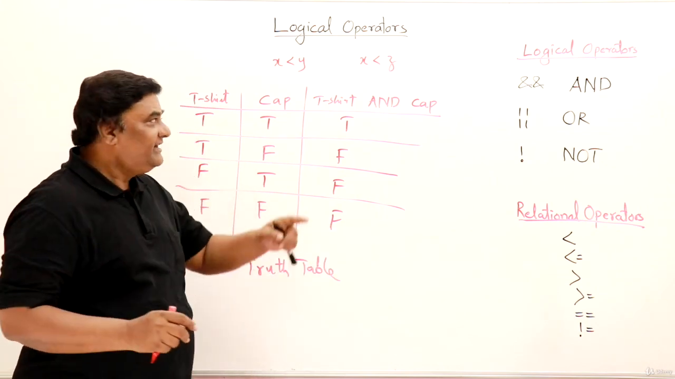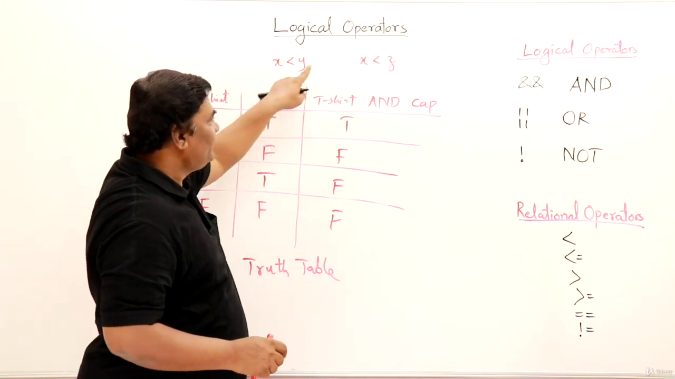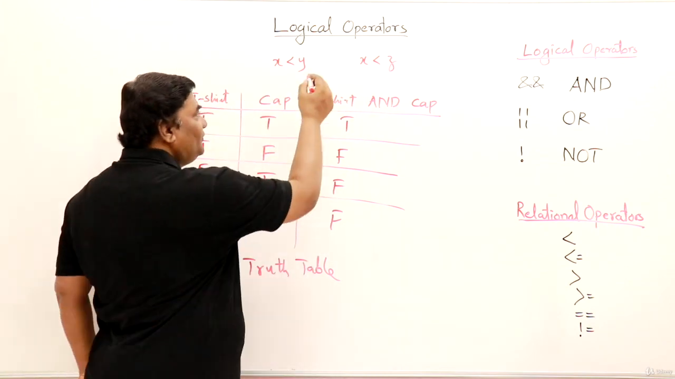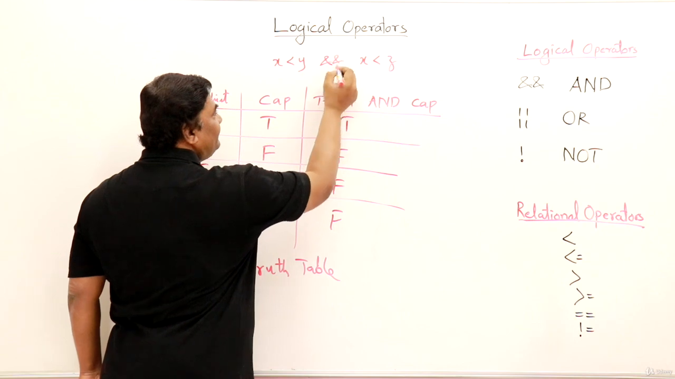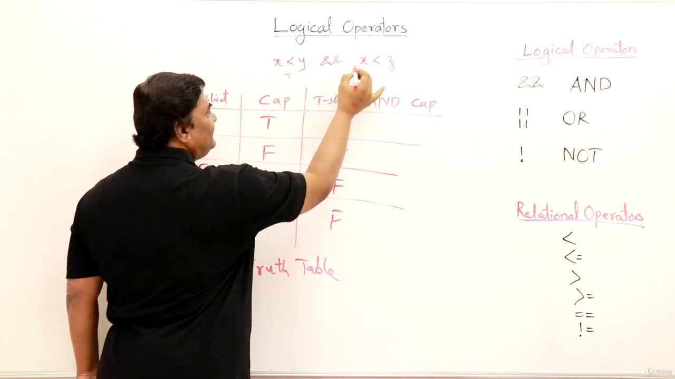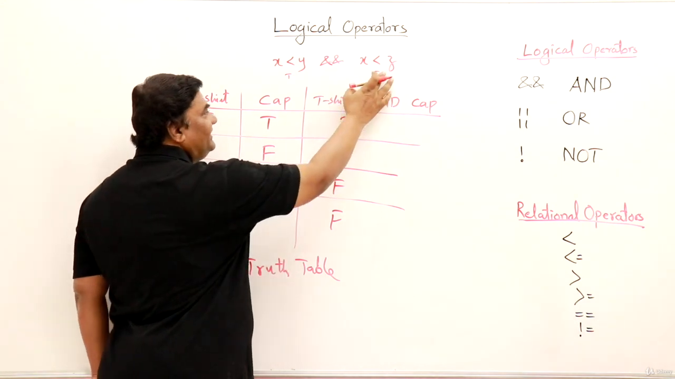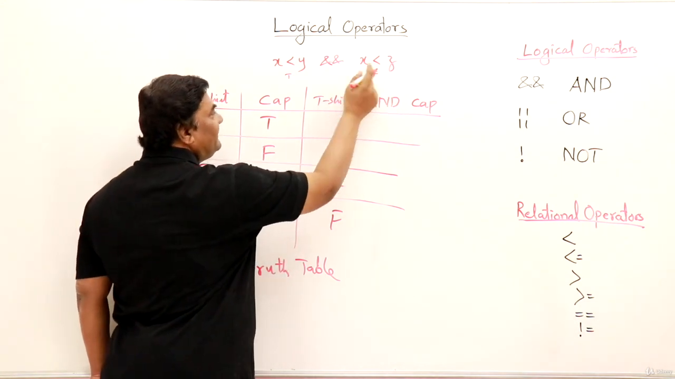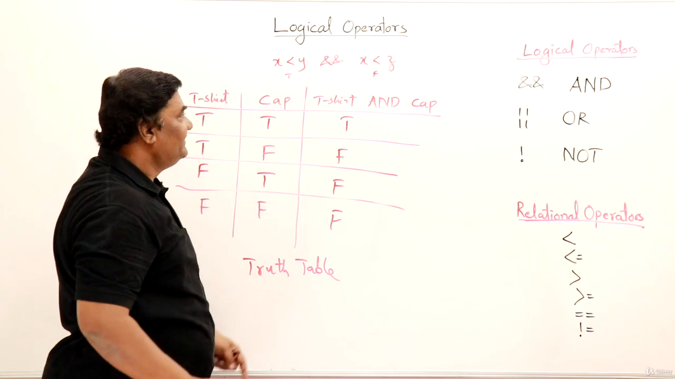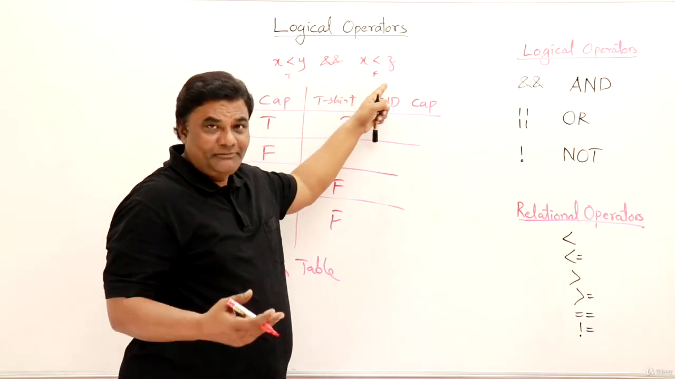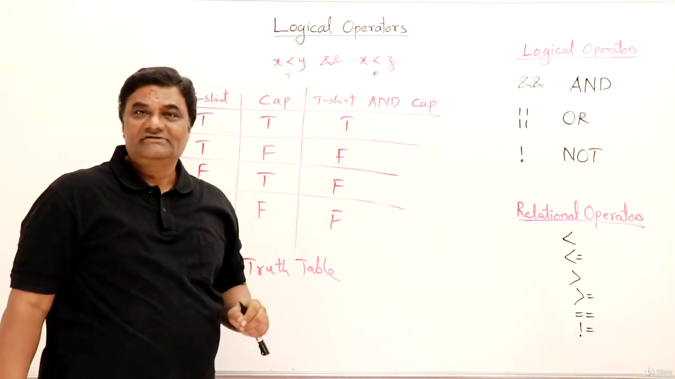So for preparing compound conditional statements, when you are joining these two and writing and in between them, then if this is true and this is also true, then only the entire statement will be true. If any one of the statements is false, then the result of and is false. So this is true, but this is false, suppose, then the result is false.